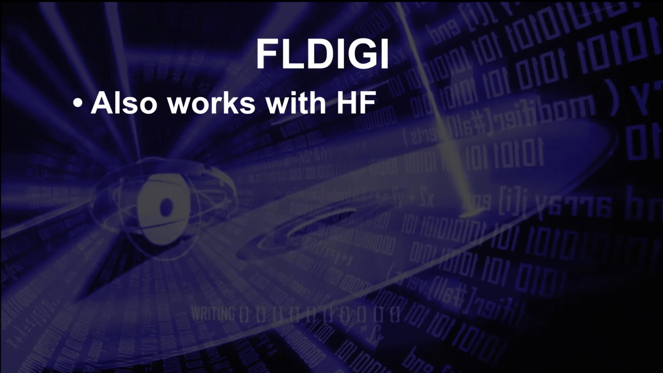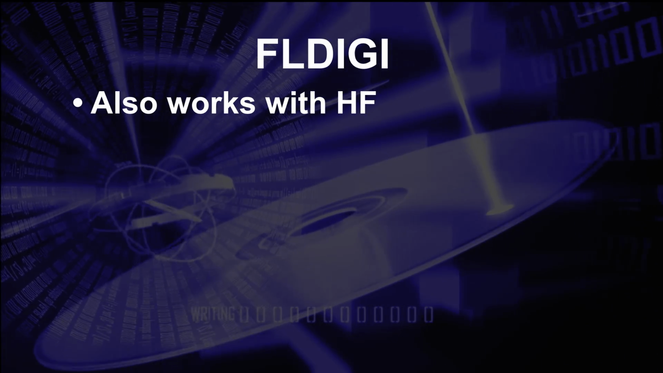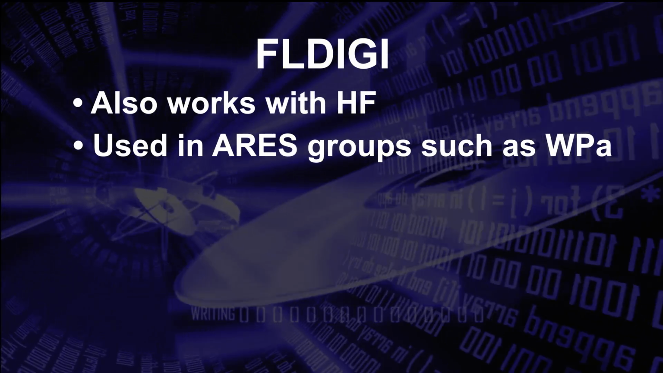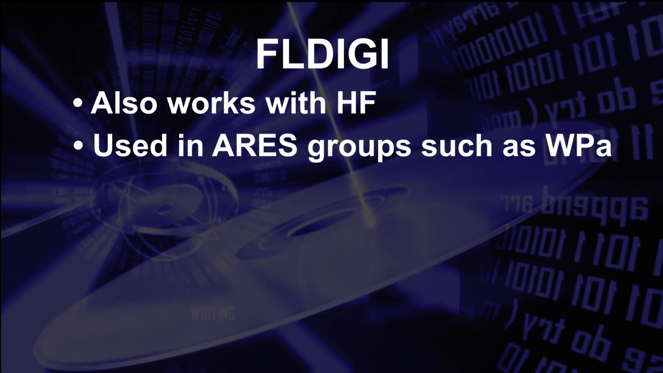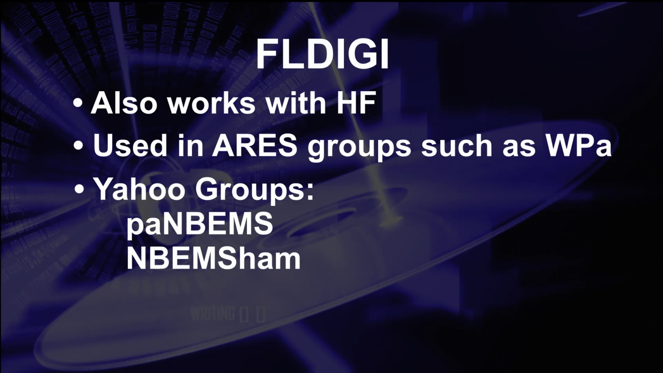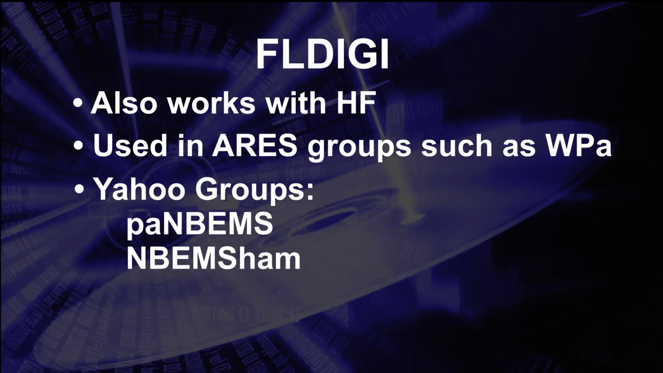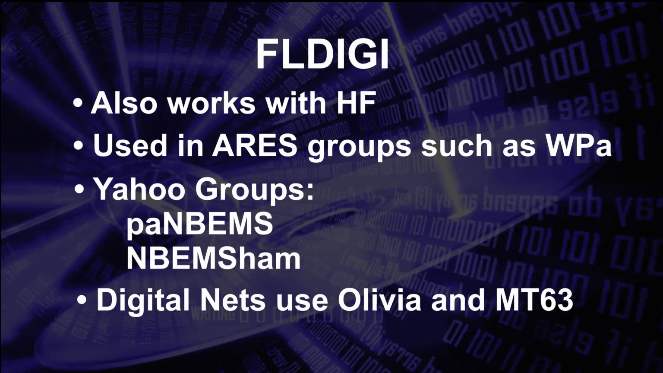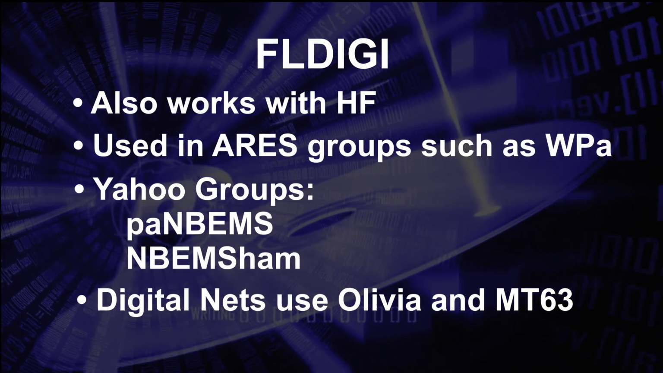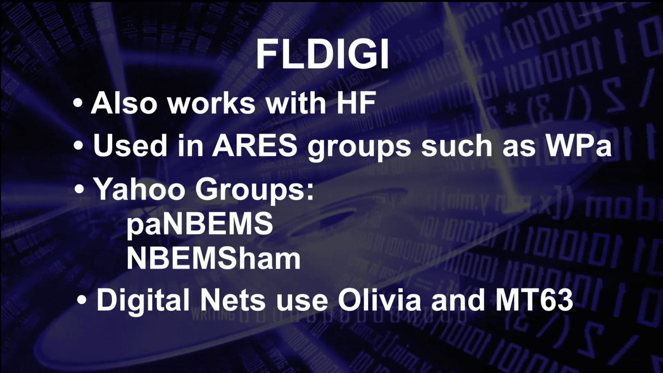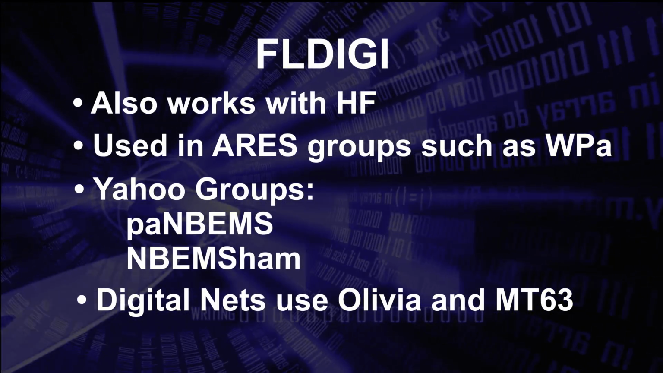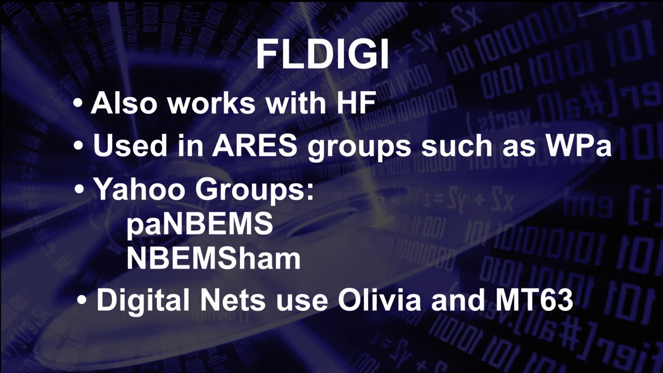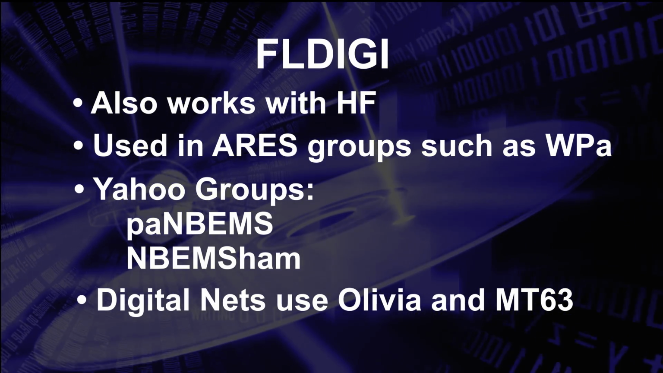Of course, Fldigi can be used with HF as well, and is already promoted by a number of ARES groups, such as the West Pennsylvania ARRL section, and Yahoo groups such as PA NBEMS and NBEMS Ham. There are HF digital nets in a number of states, including New York, Pennsylvania, Michigan, Virginia, Arkansas, Minnesota, Idaho, and California. They typically use Olivia and MT63.